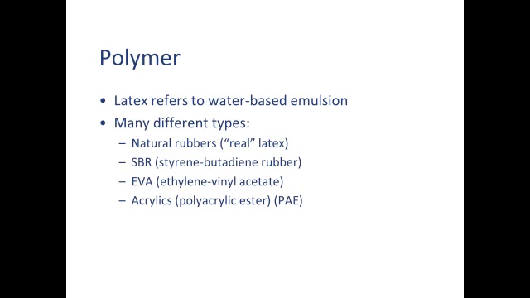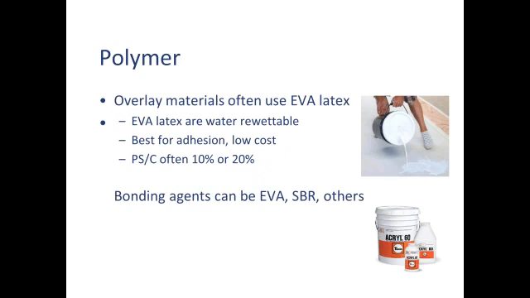The main three are the styrene butadiene rubbers, SBRs, the ethylene vinyl acetates, the EVAs, and then the polyacrylic esters, the PAEs, or they typically are known as acrylics. There are also polyvinyl acetates and some other ones too. There are epoxies too that can be blended into concrete. The ones we like to use are the acrylics. Certainly GFRC uses an acrylic.